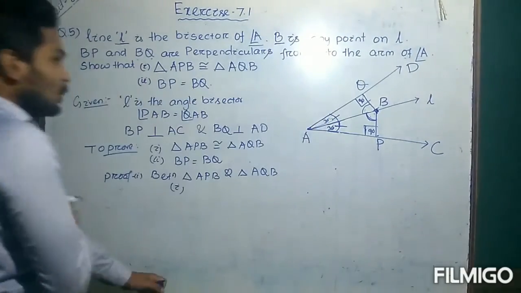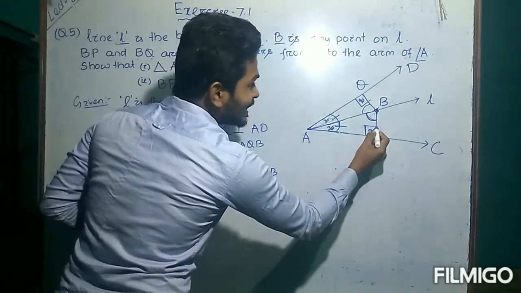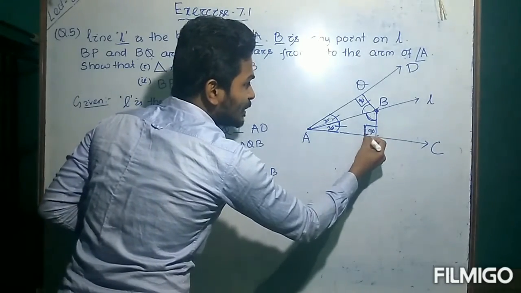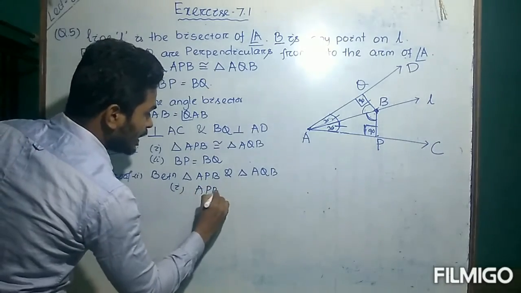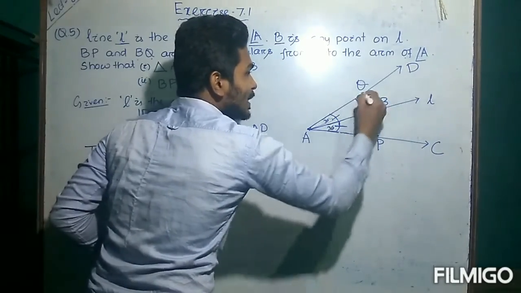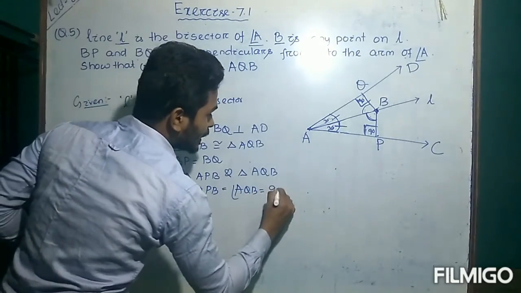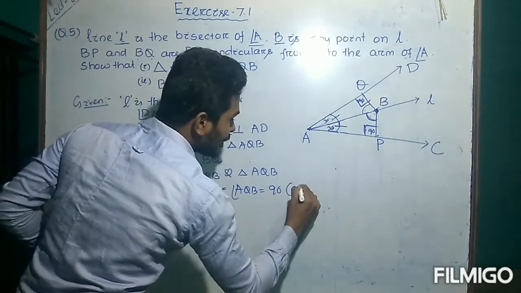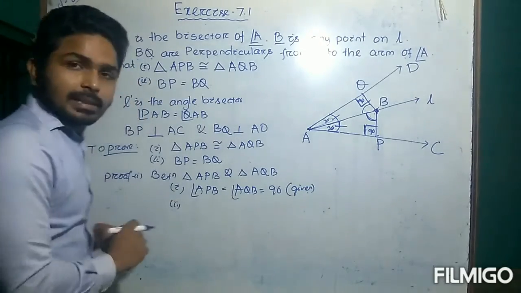So now we will compare these two triangles. First case, we can write this angle. This angle means APB. APB is equal to, in this triangle, this angle AQB is equal to 90 degrees. Why? Because it is given. So this stands for angle, right?